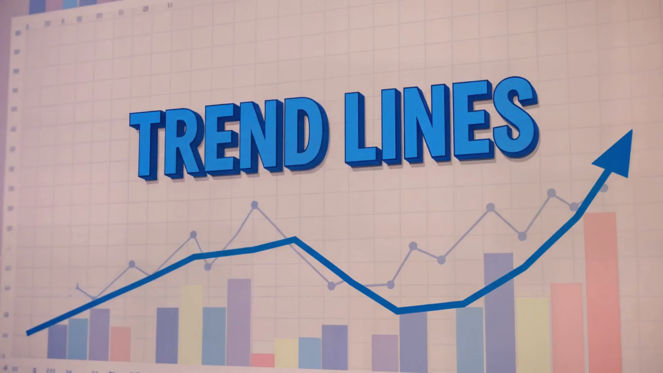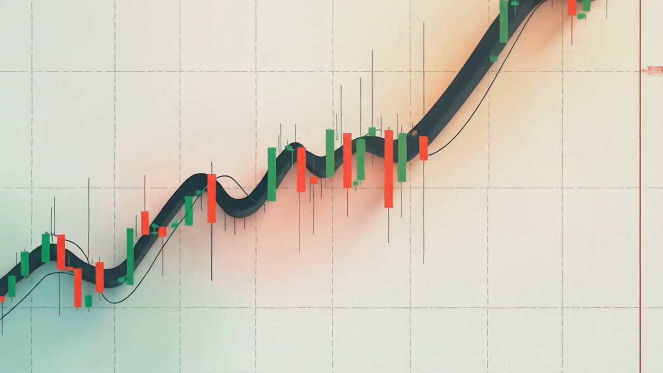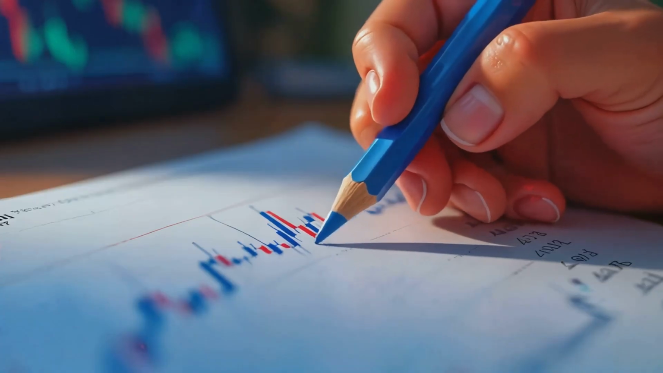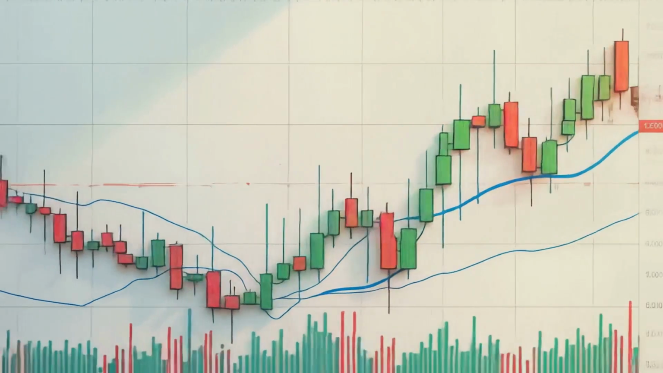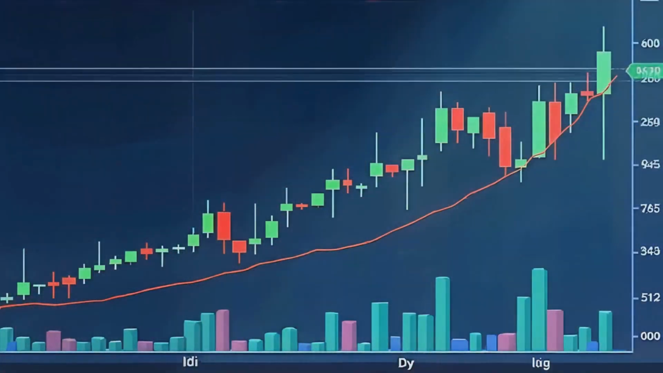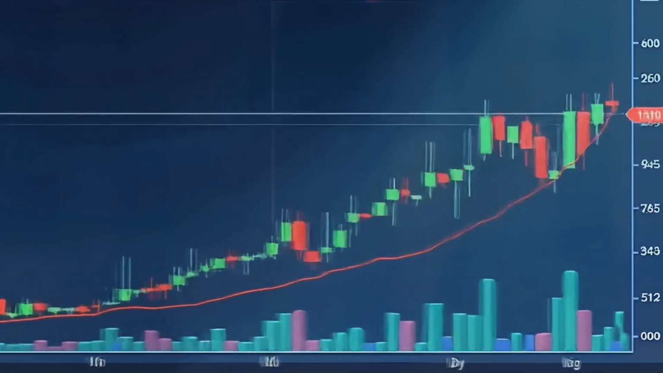2. Trend lines. Another effective way to identify support levels is by drawing trend lines. An upward sloping trend line is drawn by connecting a series of ascending lows, forming a visual representation of support. As long as prices stay above this trend line, the overall trend is considered bullish or positive.